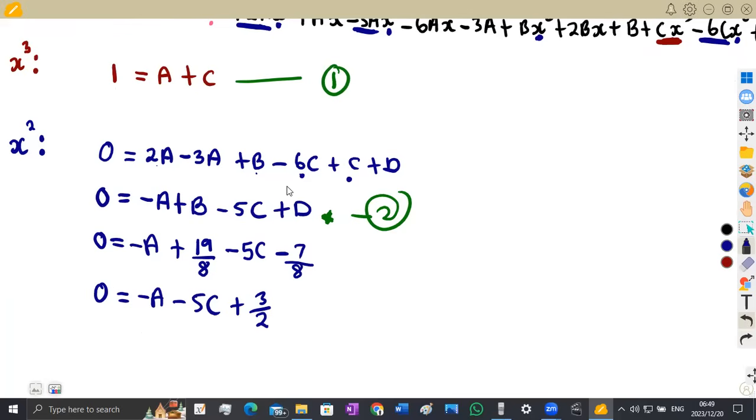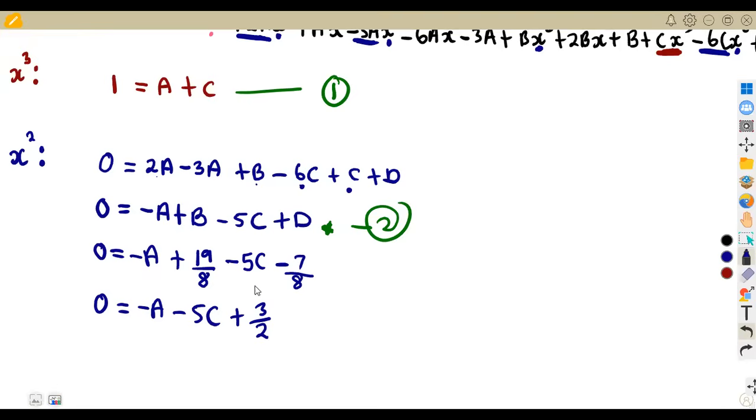So this is what I'm going to do, depending on how you want to solve your equations. But as you can see, now we have simultaneous equations that are easier for us to solve. We have A and C here, we also have A and C here, so it depends. We can make A the subject from equation 1. I can make A the subject.